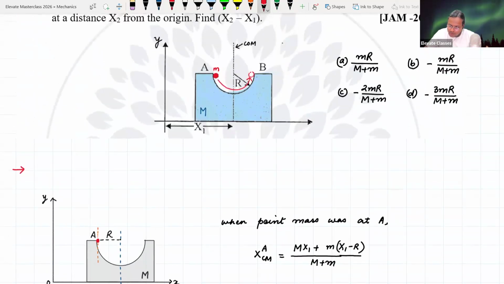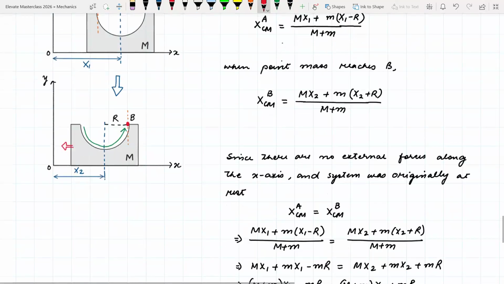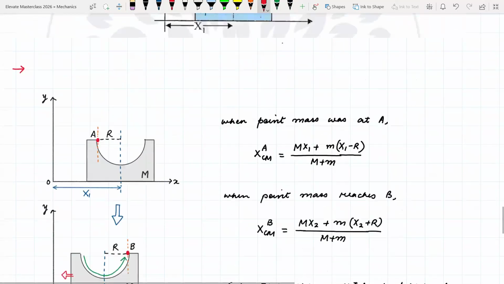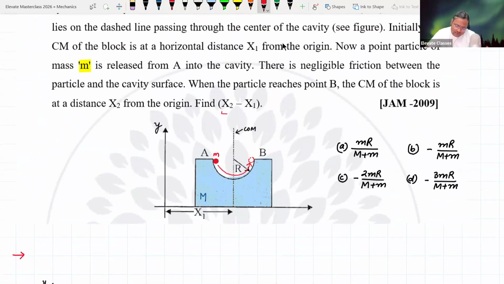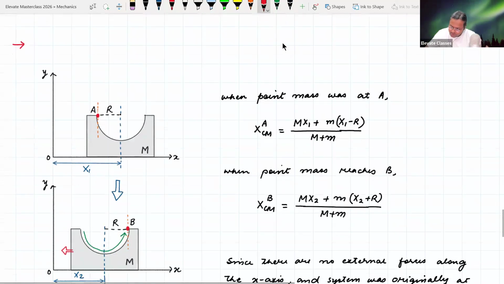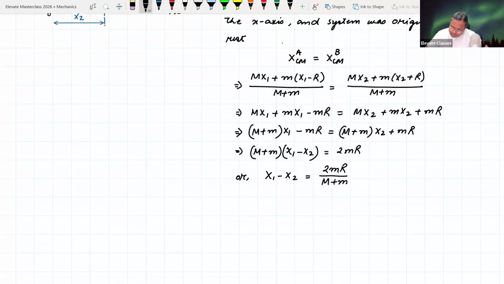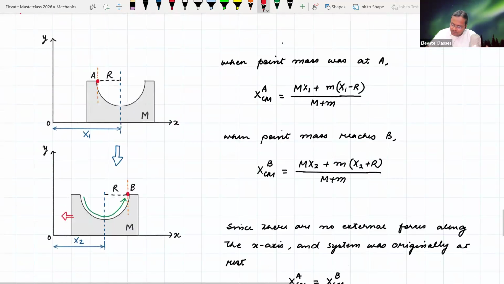Your answer is option number. कौन सा option number? सर -2m r आ रहा सी है. सी अच्छा ये x2 minus x1 पूछा है. हाँ x2 minus x1 पूछा है. So x2 minus x1 होगा तो -2mr upon capital M plus small m. That's it. So option number C is the correct answer.